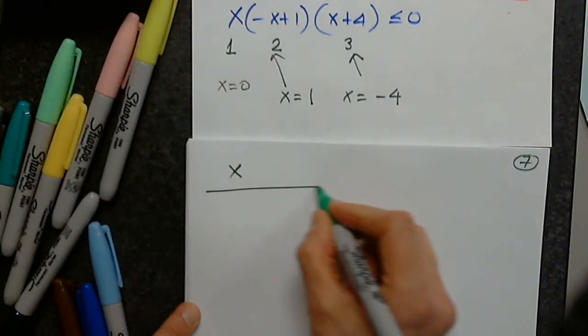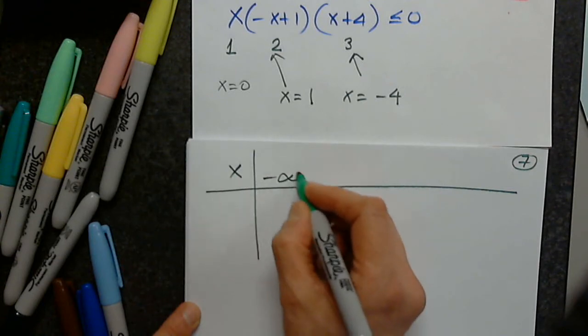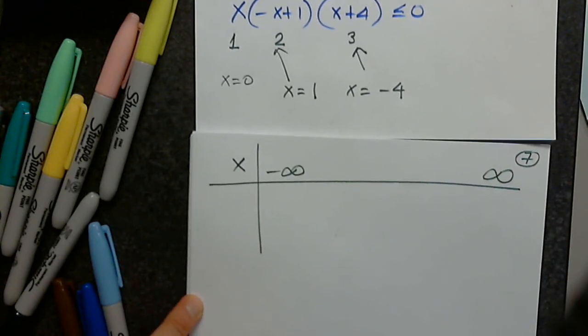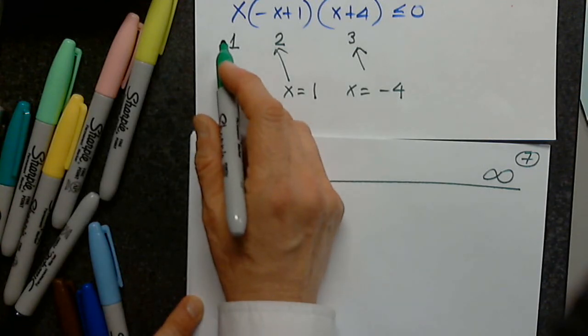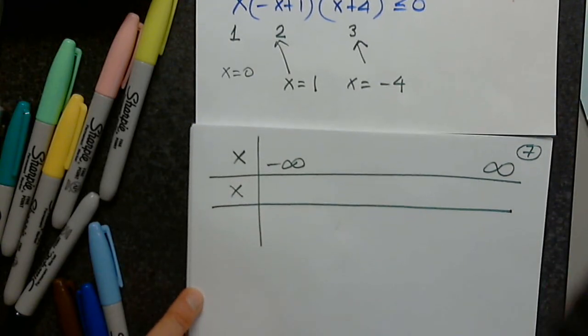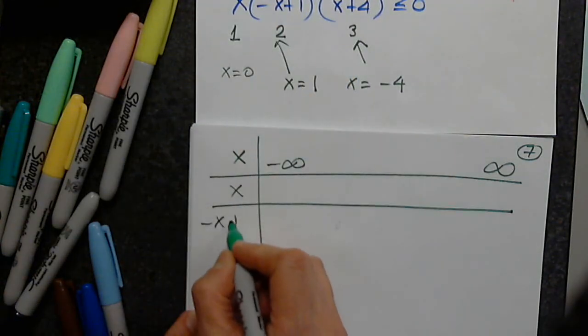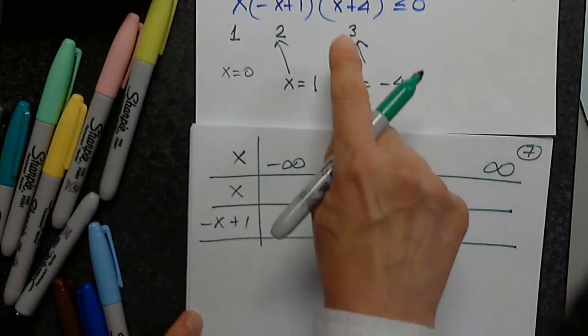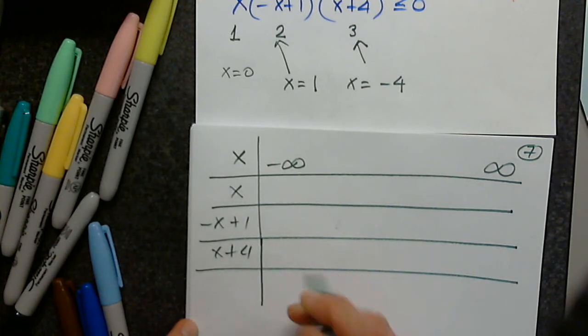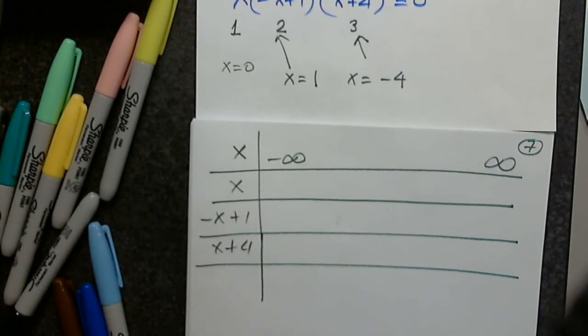So x is the variable in the problem, and it goes from negative infinity to infinity. All 3 factors have to have their own row. You told me that the first factor is x. Was x? Its first, its own row. The next row is negative x plus 1. The next row is x plus 4. What will be the last row?